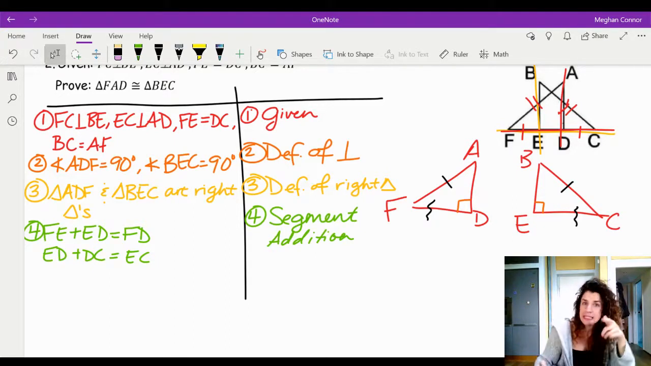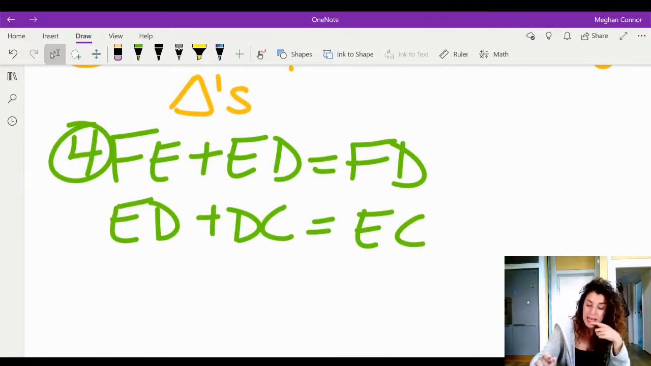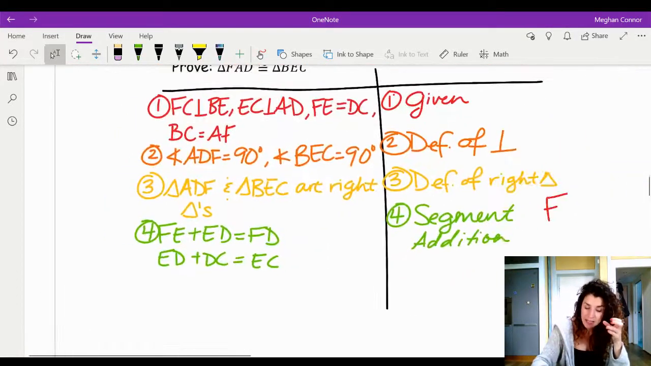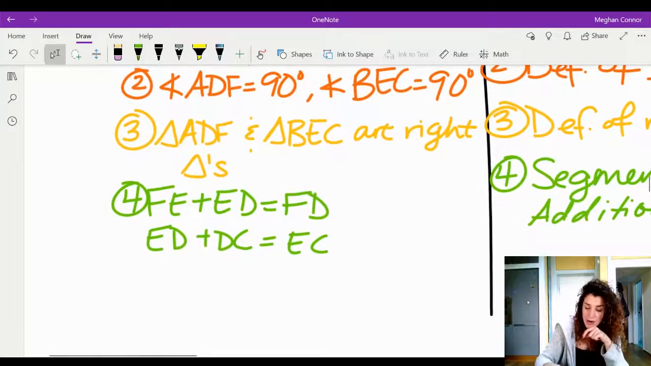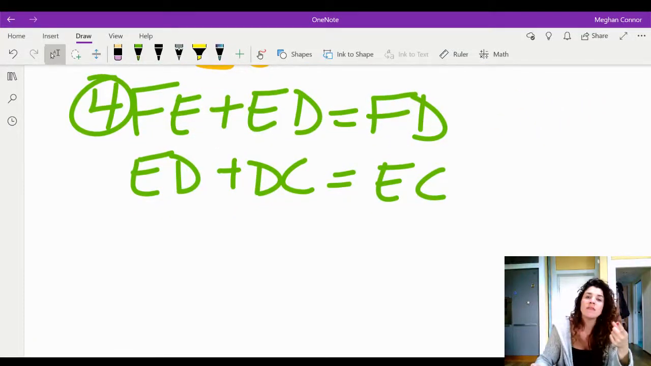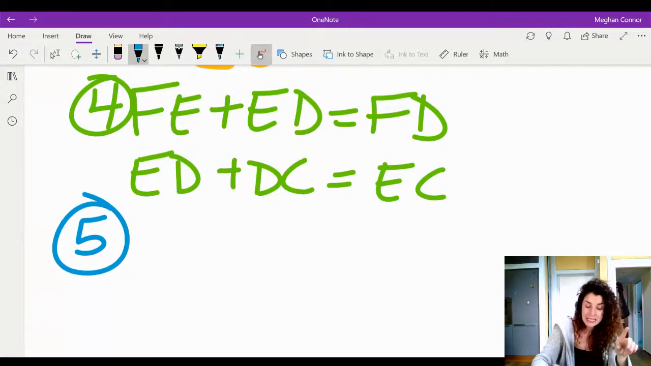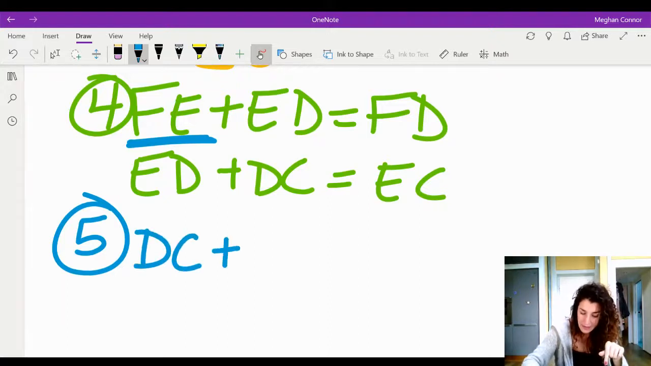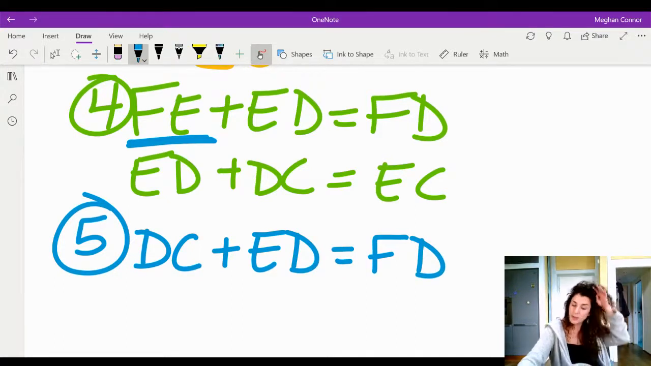I have ED in both of them, which is fantastic. I now just need to figure out what to do with the extra pieces that are hanging on, FE and DC. I know that FE and DC are equal to each other, and I've already stated it in my proof up here in the given. So now I just need to go in and manipulate one of the equations to make it look like the other equation. So now I'm going to take my first equation that I wrote, and instead of FE, I'm going to replace it with DC, but still keep everything else about that relationship or about that equation the same.